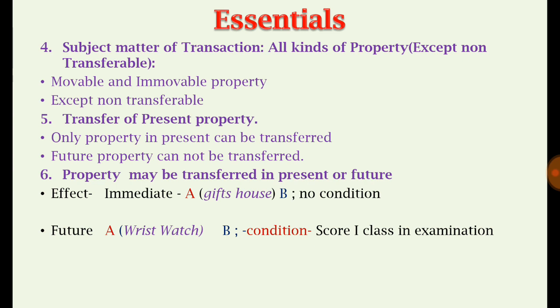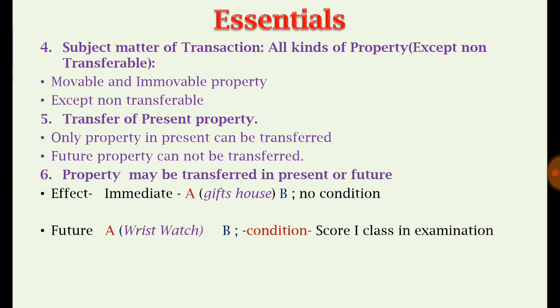So in the first example we can see the transfer of property is immediate. The effect of that transaction is immediate in such circumstances. For example, A gives his house as a gift to B and there is no condition. It means as soon as that gift transaction is completed, B becomes the owner. This is the transfer of property in the present. Immediately that property gets transferred from transferor to transferee.